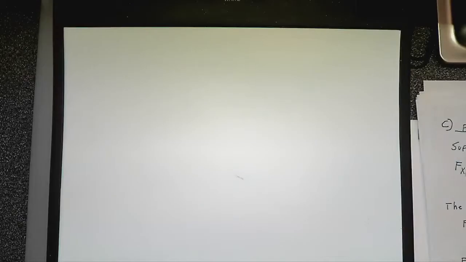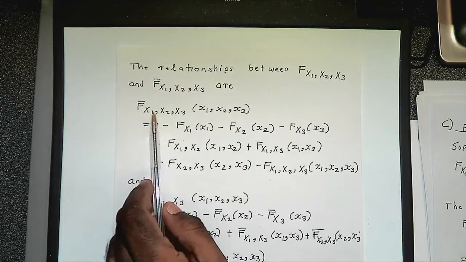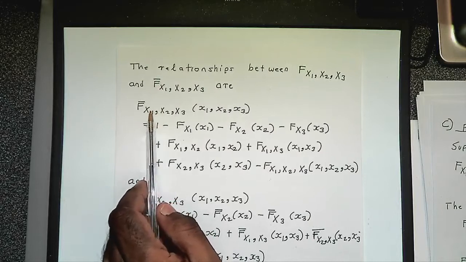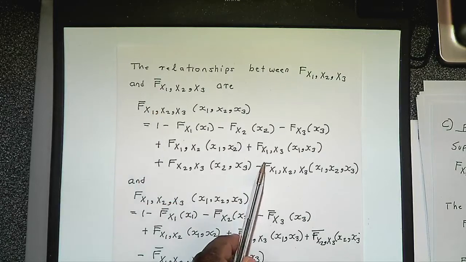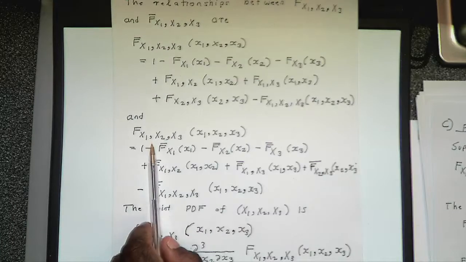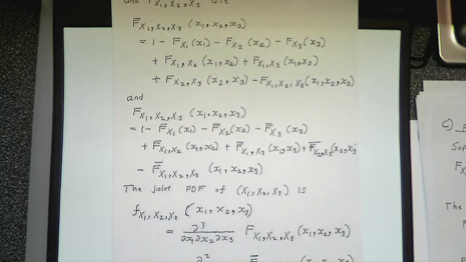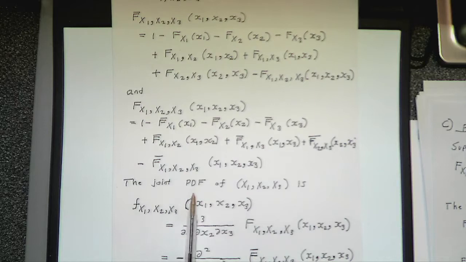And once again, there are two relationships. The first relationship expresses F bar, which is the joint survival function, in terms of the joint CDFs. And the second relationship expresses the joint CDF in terms of the joint survival function. So this is the reverse of this, right? Both these are useful, as we will see later. And there's also the joint probability density function, which can be obtained using one of these formulas, right?